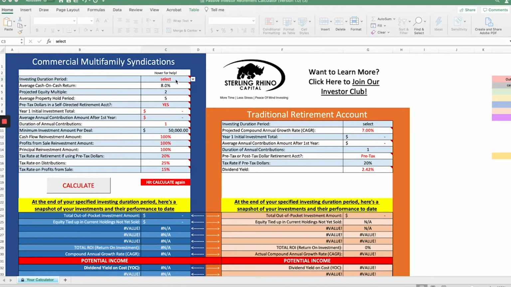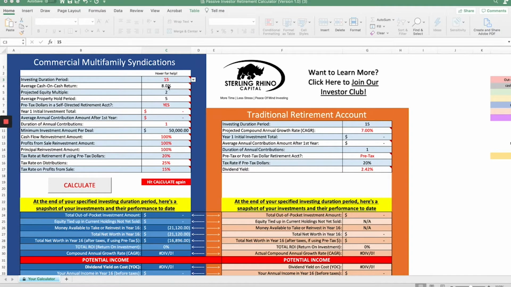The first thing you're going to need to input is your investing duration period. You can pick anything from 1 to 39 years to look at. This is something you're going to change often as you test different durations, because the whole idea here is to see at what point will you have enough income to retire. So to get started here, I'm going to set this at 15 years.